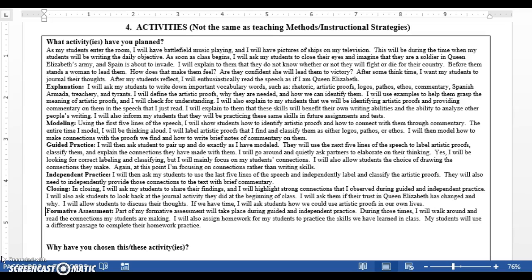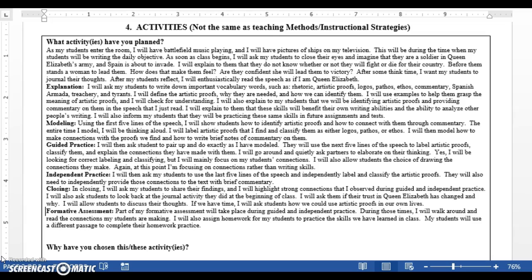At this point, I'm going to define what artistic proofs are, why they're needed, how we can identify them. I will really just try to make sure that they understand what artistic proofs are by using examples for clarification, and I'll also be checking that they understand, just by reading their body language, and even sometimes maybe asking them to give me a thumbs up or a thumbs down. Just so I know that they're prepared for the rest of the lesson.